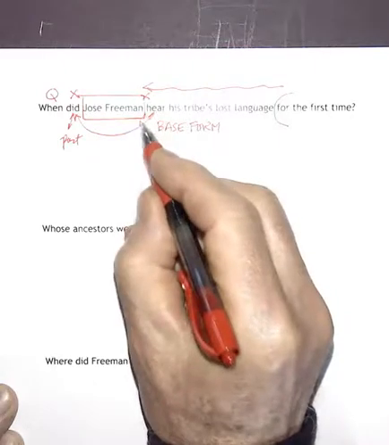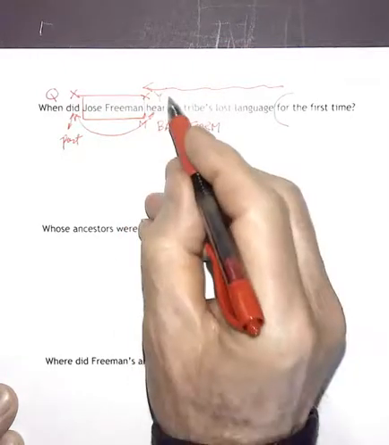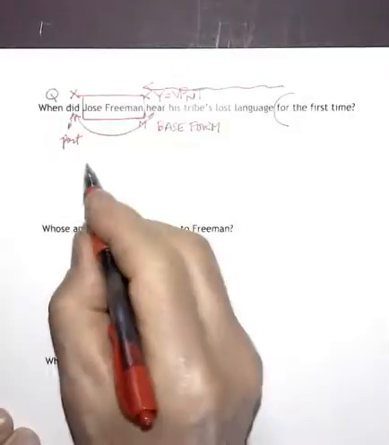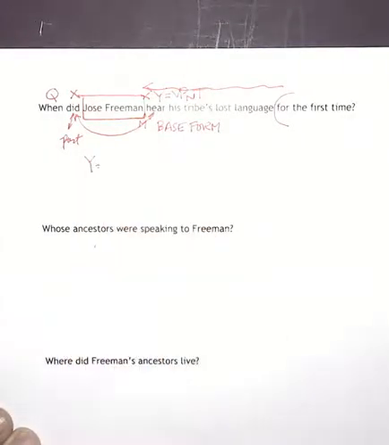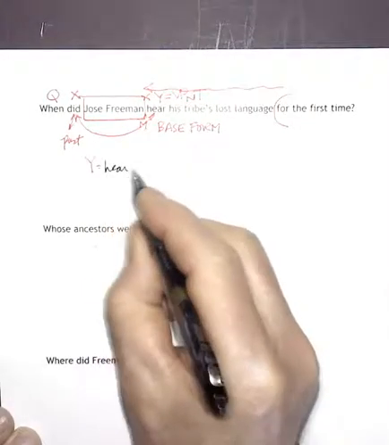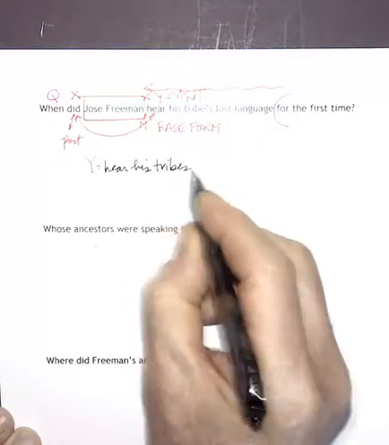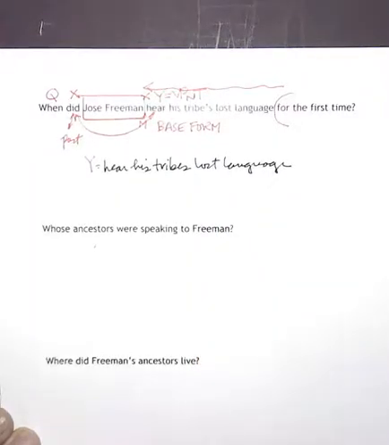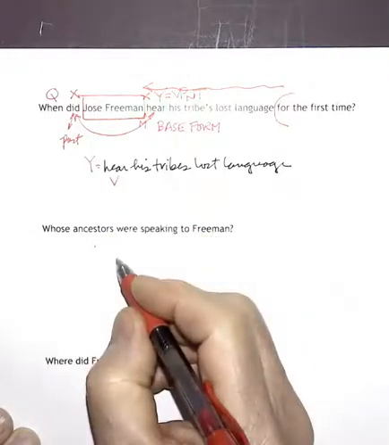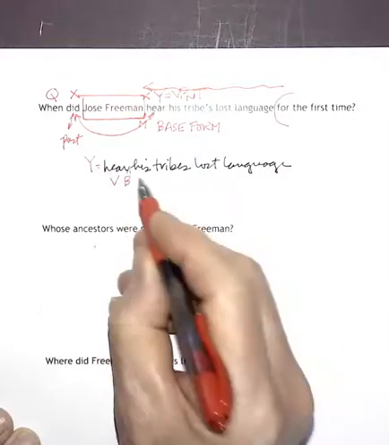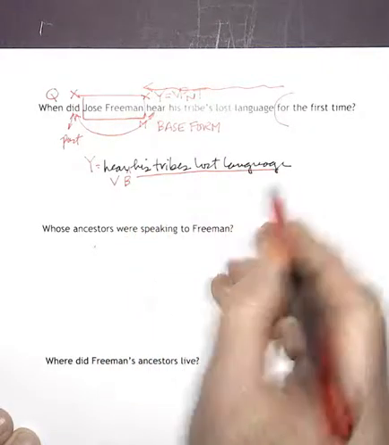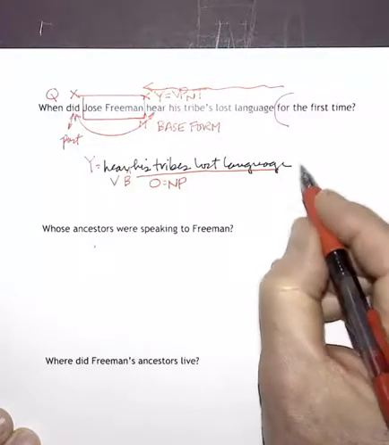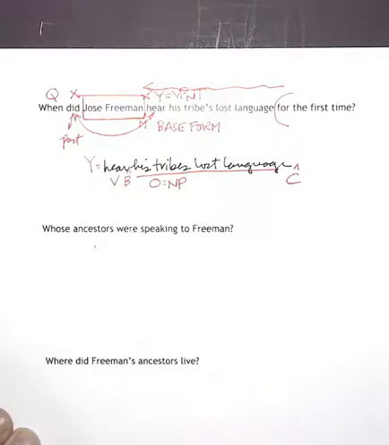The M place is empty. Y. Y is a verb phrase, no time. Let me rewrite the Y. Hear his tribe's lost language. Hear is the verb. The particle place is empty. His tribe's lost language is the object. It's a noun phrase. For the first time, and the complement place is empty.